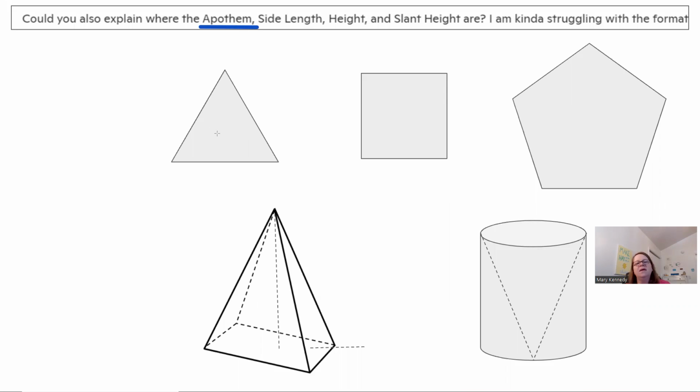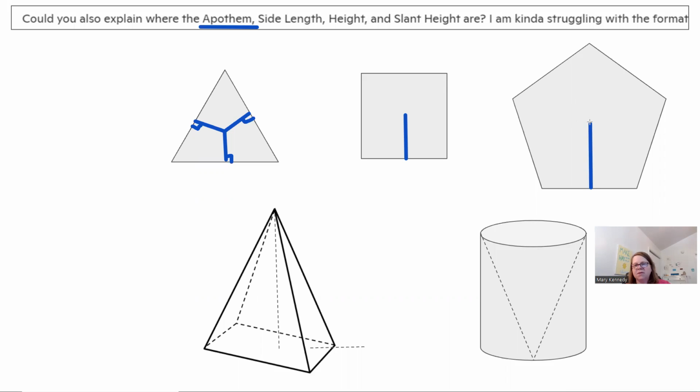So the apothem is a segment that goes from the center of a polygon to the midpoint of the side. And that always is going to be at a right angle. So the apothem here, here, and here. So the apothem for the square is going to be from the center to the midpoint of a side. And so that would be an apothem, and the same thing for a pentagon would be here.